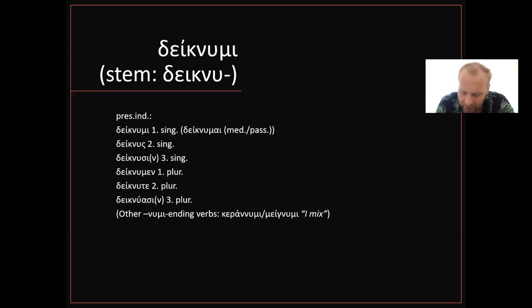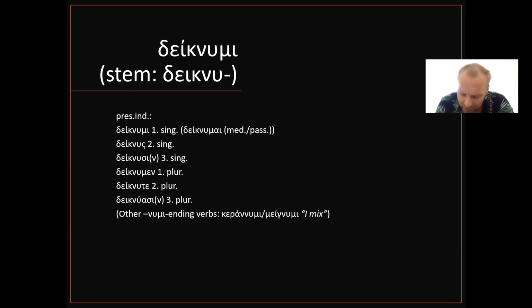So we have here deiknymi in the first person singular, deiknys in the second person singular, deiknysi in the third person singular, deiknymen in the first person plural, deiknyte in the second person plural, and deiknyasin in the third person plural. Okay, so that was the present indicative active inflection of this verb.